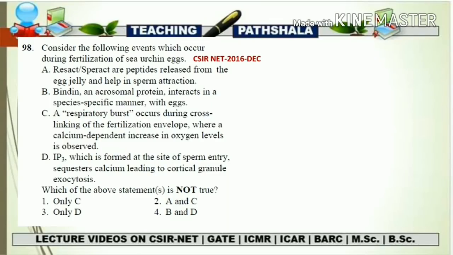The B statement is binding of acrosomal protein interacts in a species specific manner with the egg. So there is nothing to explain in this line, because this line is totally correct.